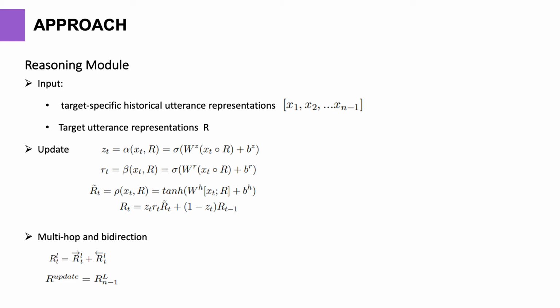As shown in previous works, multi-hop can perform reasoning over multiple facts more effectively, so we stack several layers with outputs of the current layer used as inputs to the next layer. Besides, to model more abundant information, we compute RT in both forward and backward directions and add them together to get RTL as the update representation of the T-th unit in the L-th layer.